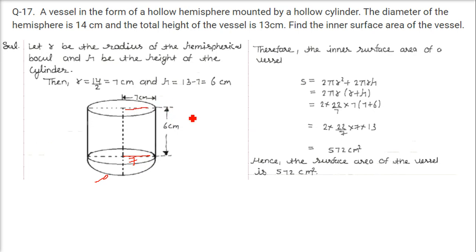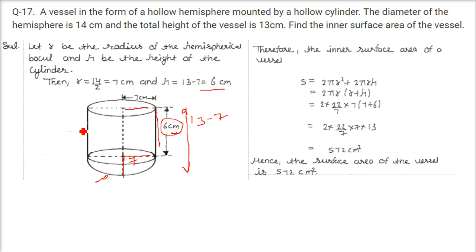And the total height of the vessel is 13. So here to here it is 13. And this height, or you can say radius of the hemispherical part, is 7. So what will be this height from here to here? It will be 13 minus 7, and that is going to be 6. So this is 6 centimeter.